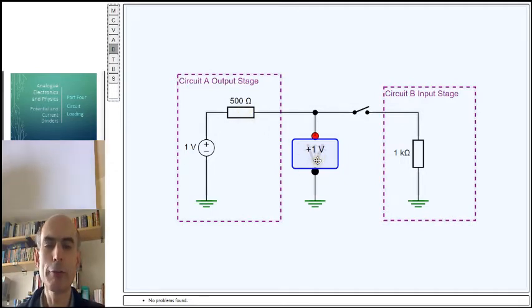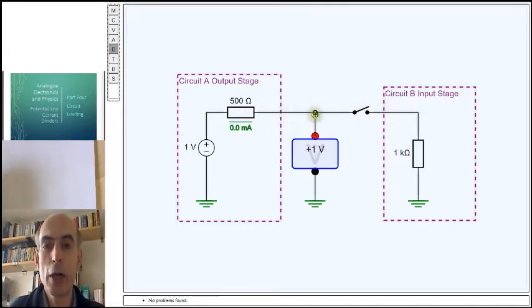Now, if I just take a voltmeter and measure the output of this circuit at the moment, you'll see that it reads 1 volt. And that's because there is no current flowing. None at all. If I turn on the current, I'll see it's 0. And there's no current flowing because there's nowhere for the current to flow. An ideal voltmeter like this has an infinite resistance, so there's no current flowing down through there. It can't flow this way because the switch is open.